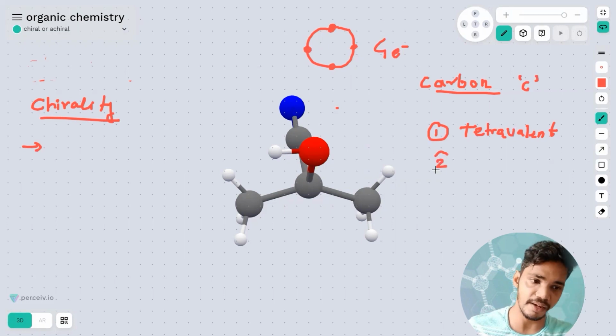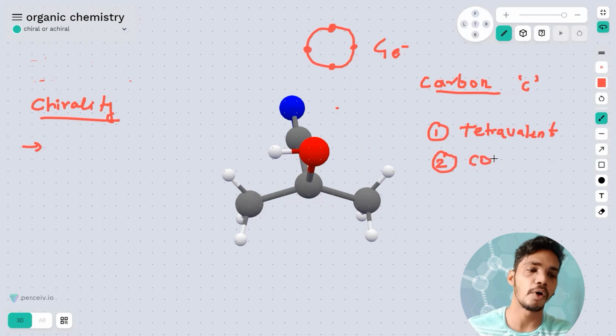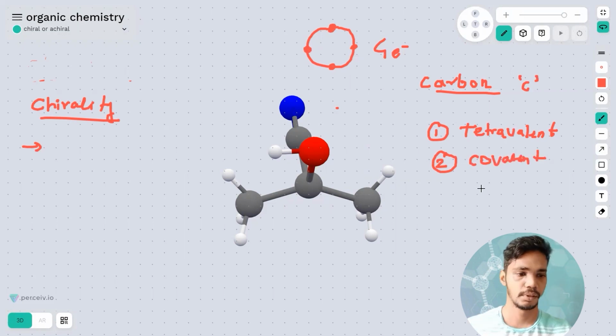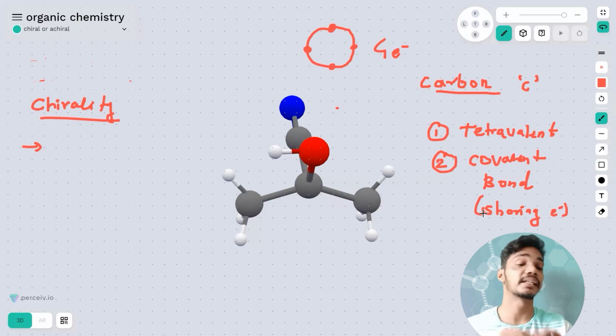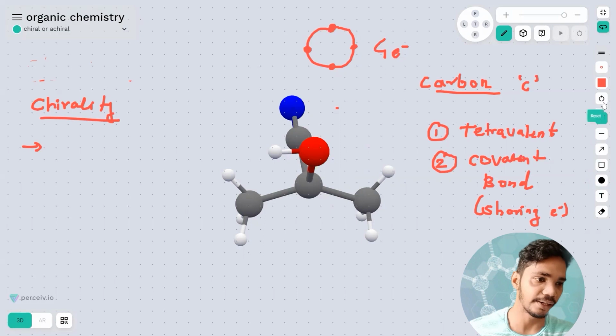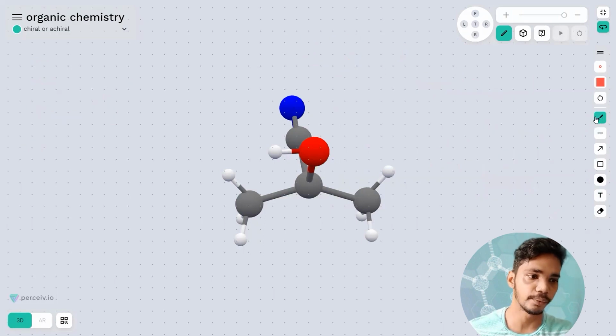Because of this tetravalency, carbon forms covalent bonds, which is the sharing of electrons. That's why carbon is present abundantly in nature, and why in the whole of organic chemistry we deal with carbon. Those who love organic chemistry know how carbon is abundantly found in nature and why. These are the two reasons we have just covered. Let's go further and try to understand the next thing.